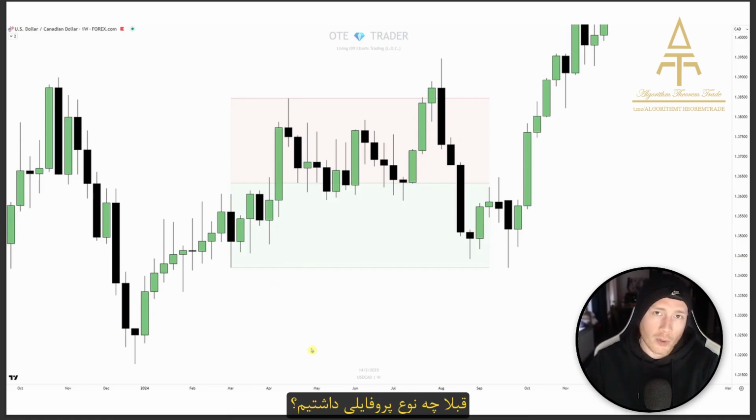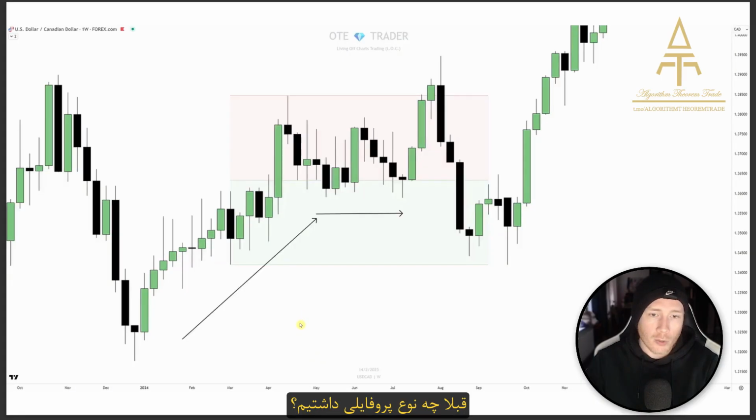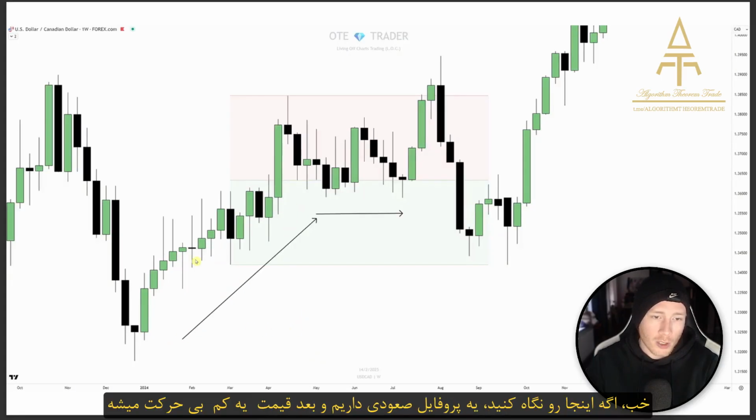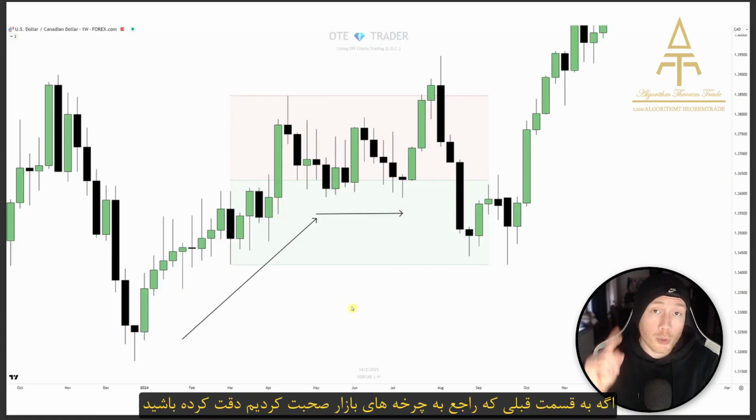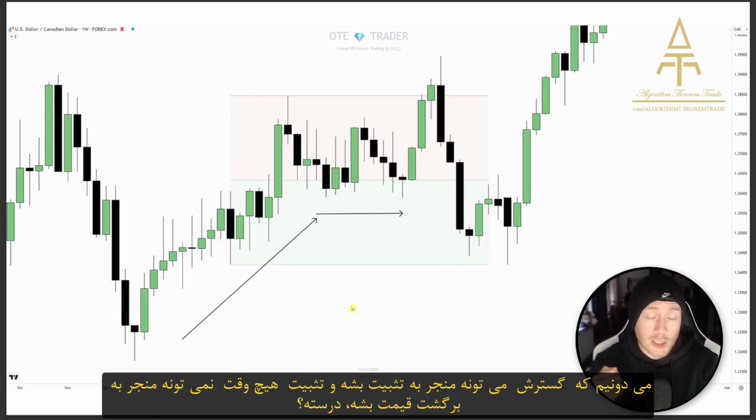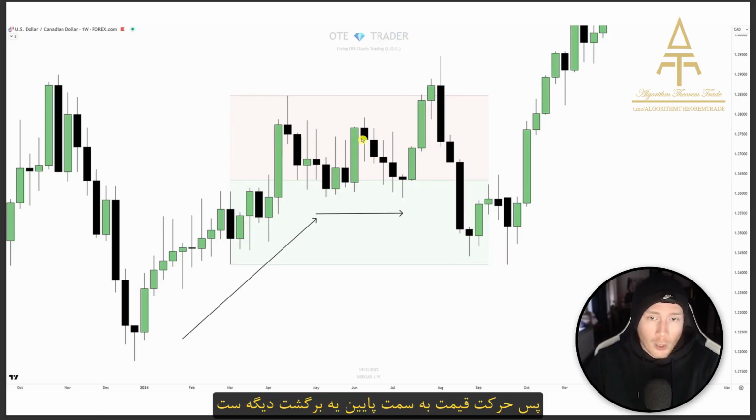What kind of profile actually did we have previously, right? If you look at this over here, we've got a bullish market profile, and then price goes sideways. And if you paid attention to the previous episode where we talked about market cycles, we know expansion can lead into consolidation, and consolidation can never lead into a reversal, right? So price moving lower is not a reversal.